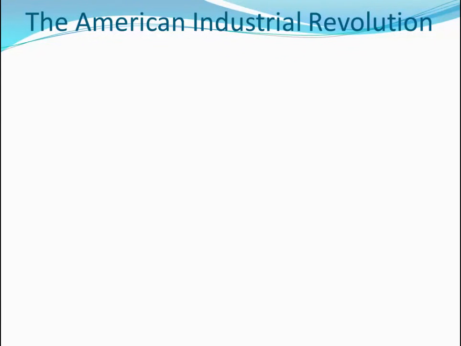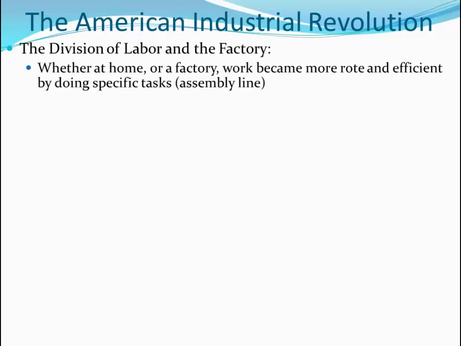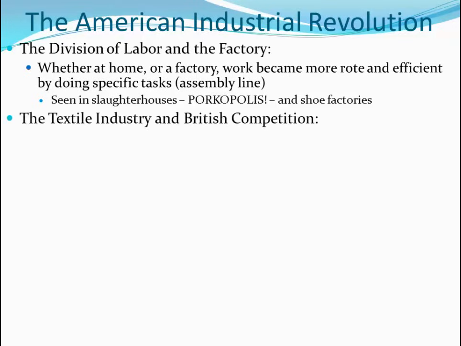So let's get started talking about the American Industrial Revolution. We're going to start off talking about the division of labor and the factory. Whether it was at home or a factory, work became more rote, or the same, and efficient by doing specific tasks. This is where we see the introduction of very primitive assembly lines, where workers would have one specific job to do over and over. This is seen in slaughterhouses, especially in Cincinnati, which has so many slaughterhouses that it becomes known as Porkopolis, and also in shoe factories as well.